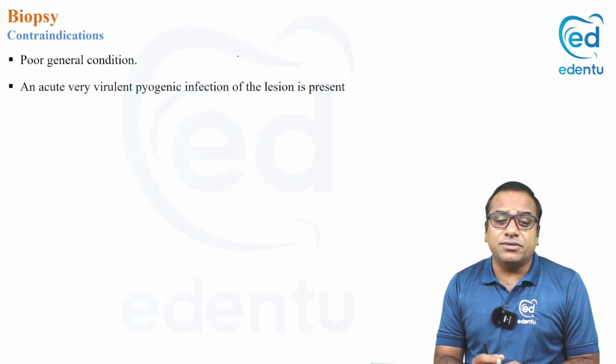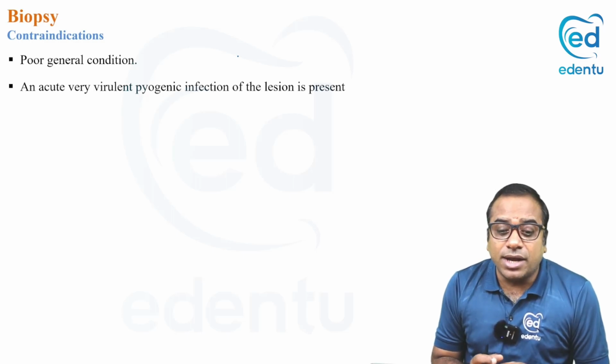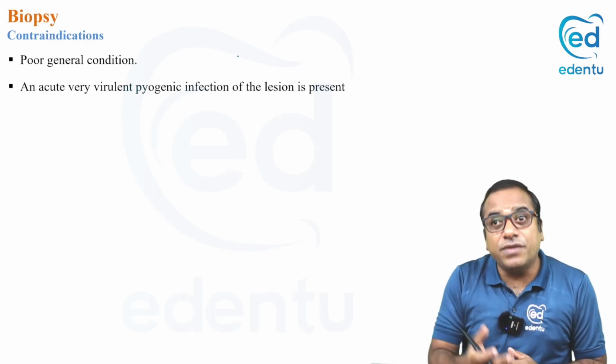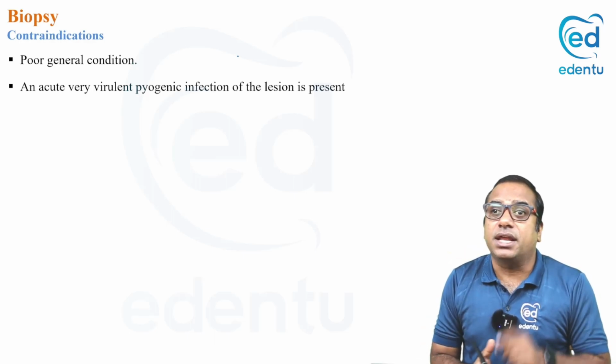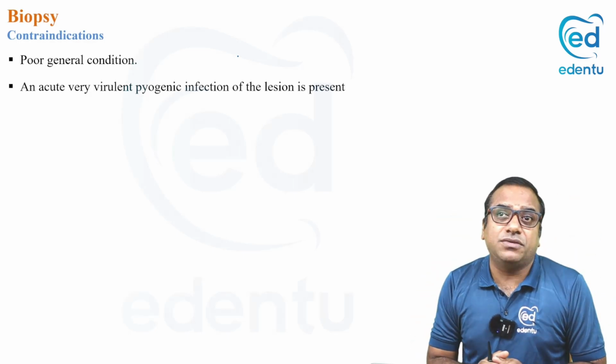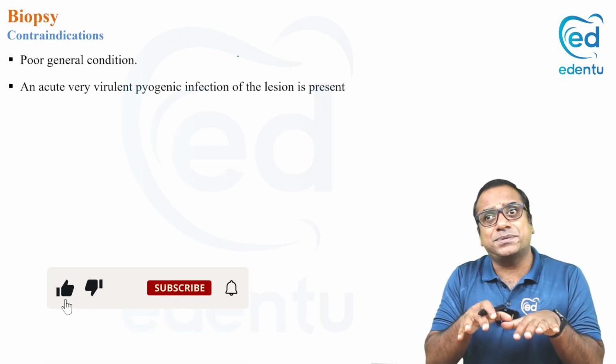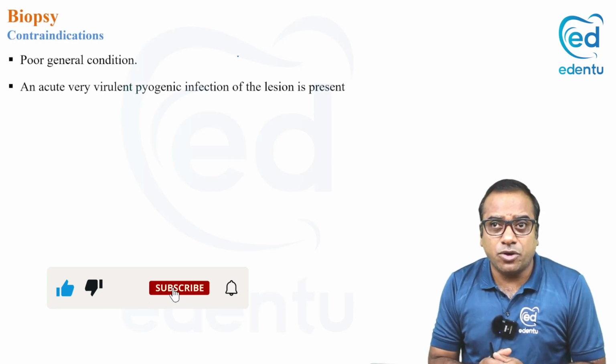The second contraindication will be any acute virulent pyogenic infections. If there is some bacteremia in the body, the patient is having fever or some infection is already there, the whole generalized infection of the body, in those cases also you should not go for biopsy. Let it subside and then you can go for biopsy.